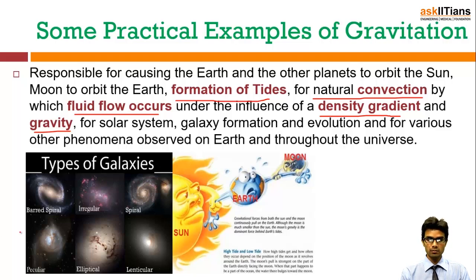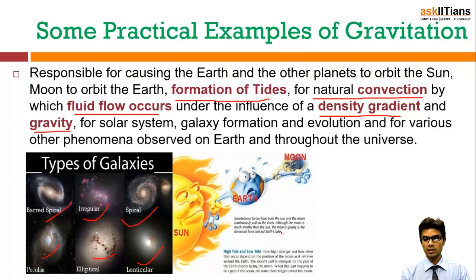You can see here there are many types of galaxies: barred spiral, irregular, spiral, peculiar, elliptical, lenticular. So there are many types of galaxies, and all these shapes depend upon the amount of gravitational force acting between the masses of the galaxy's members or particles.